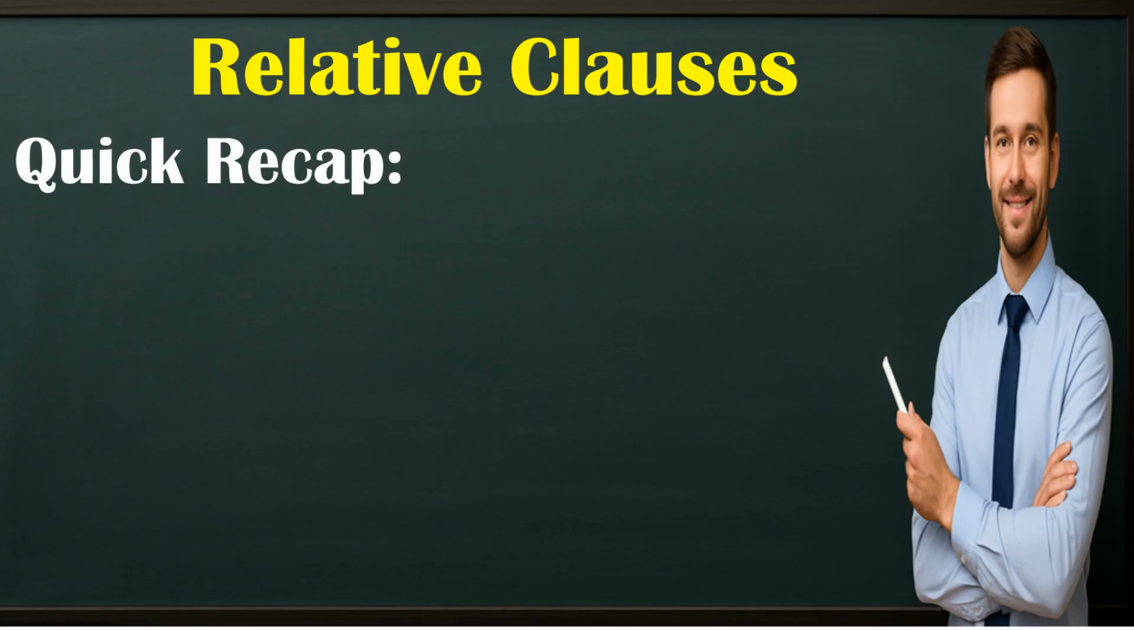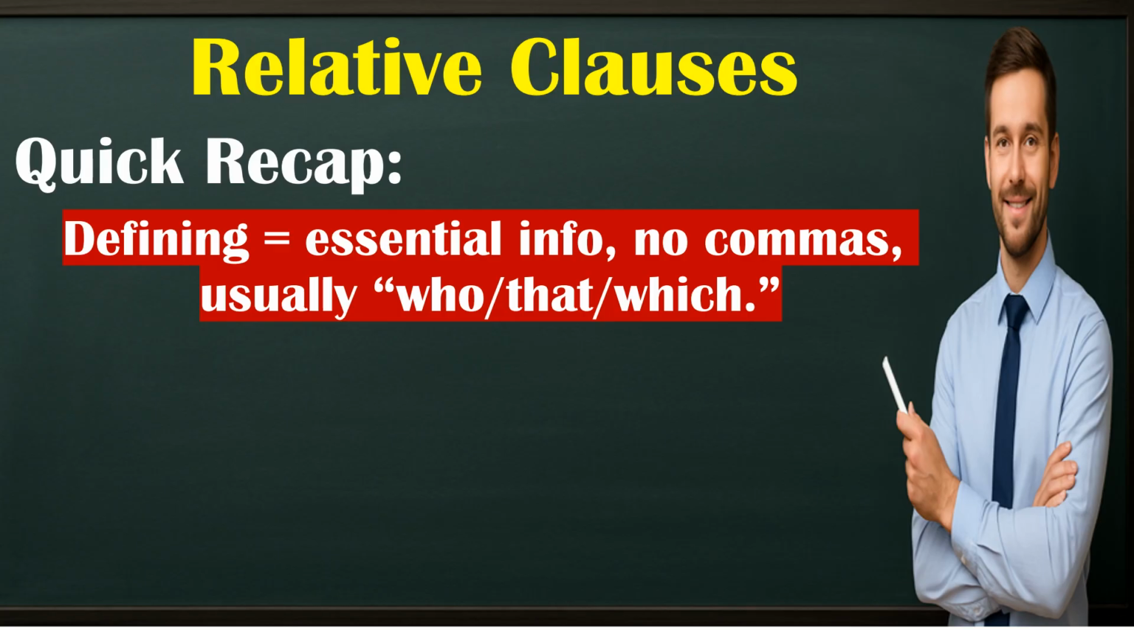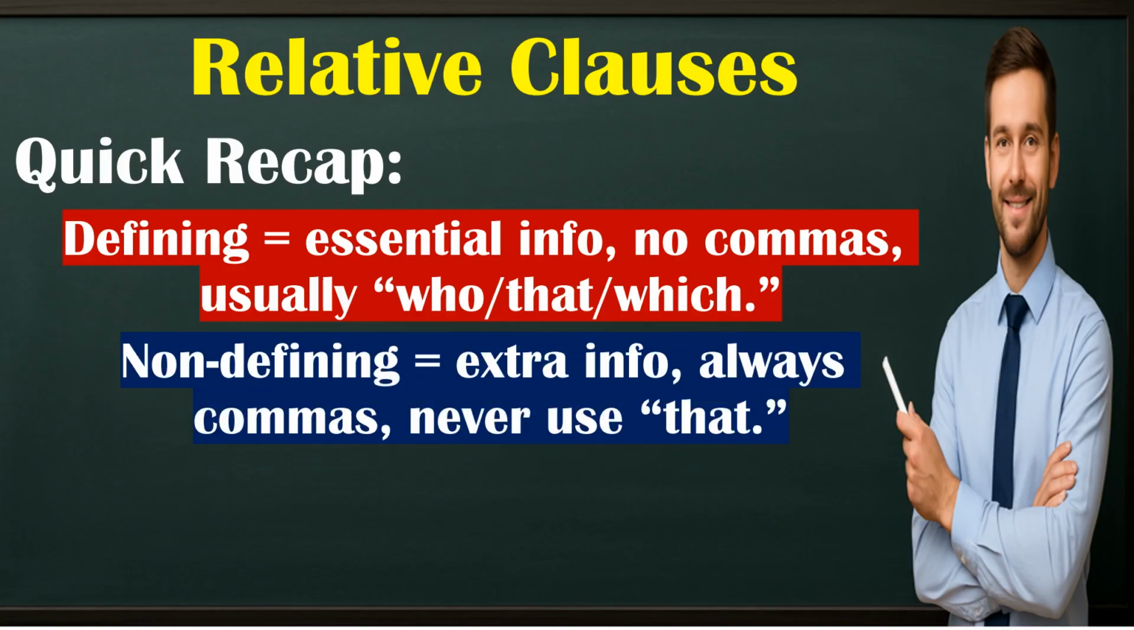Quick recap. Defining equals essential info, no commas, usually who, that, which. Non-defining equals extra info, always commas, never use that. So next time you write or speak, ask yourself, is this information necessary to identify the noun or just extra detail? That's how you know which clause to use.